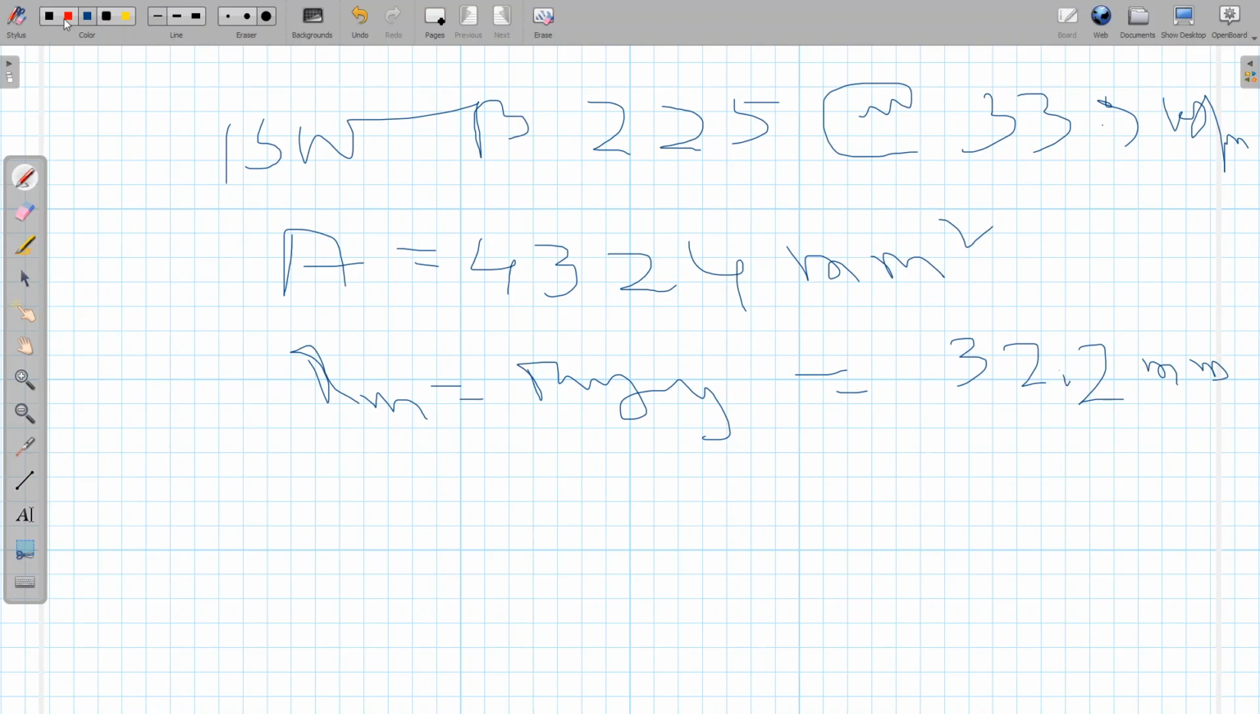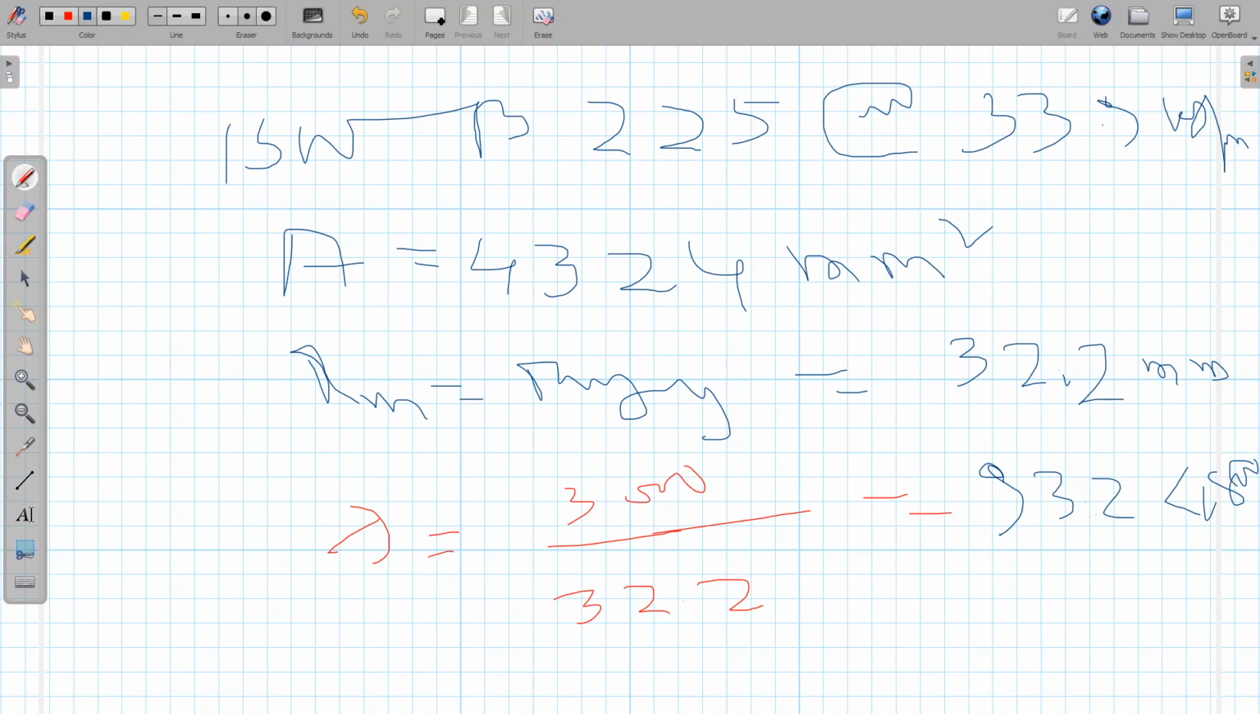Now find out the lambda value quickly. Lambda is 3000 divided by 32.2, and that gives you 93.2. Since the value is 93.2, this is also less than how much? 180. Our target value is 180 maximum. So this is less than 180, so we can accept it.